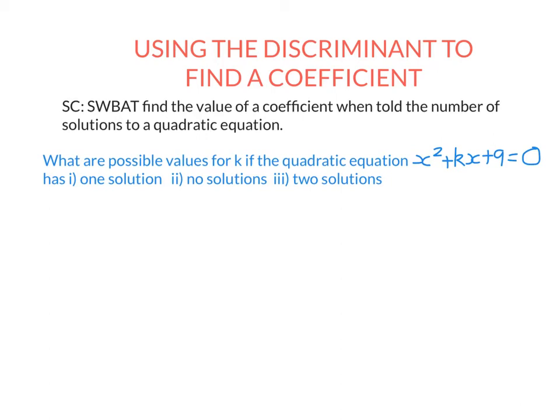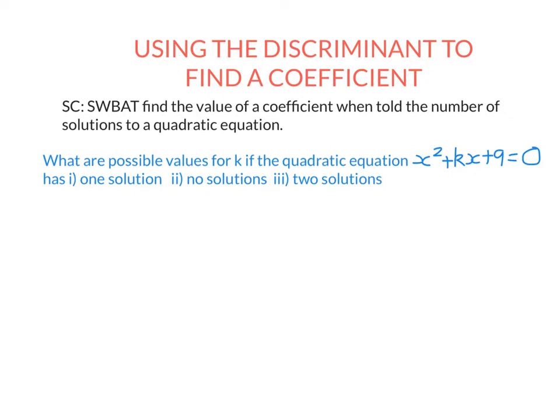Thank you so much for tuning into this video in which we will find coefficients of a quadratic equation by using the discriminant and how many solutions it has. So what does that mean? Well, we're going to do questions like this. What are the possible values for k if this quadratic equation has one solution, no solutions, or two solutions? So we're going to calculate possible values for k.